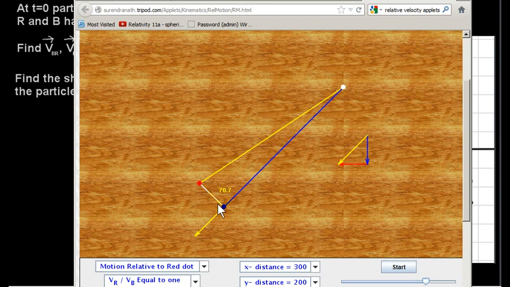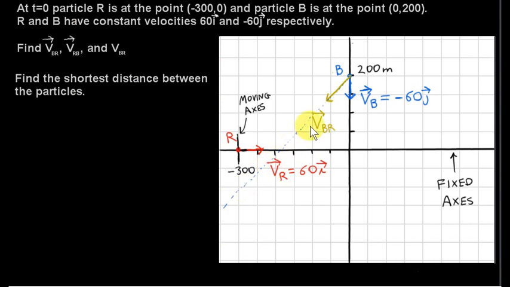To find this shortest distance, we need to consider the trajectory of the blue particle as seen by the red particle. So I'm trying to show it here in this diagram. Here's the trajectory of the blue particle as seen by the red particle. And when the blue particle is about here, then it's closest to the red particle. Remember, this trajectory has no meaning for the fixed axes. This is the trajectory for the moving axes. This is what it looks like.